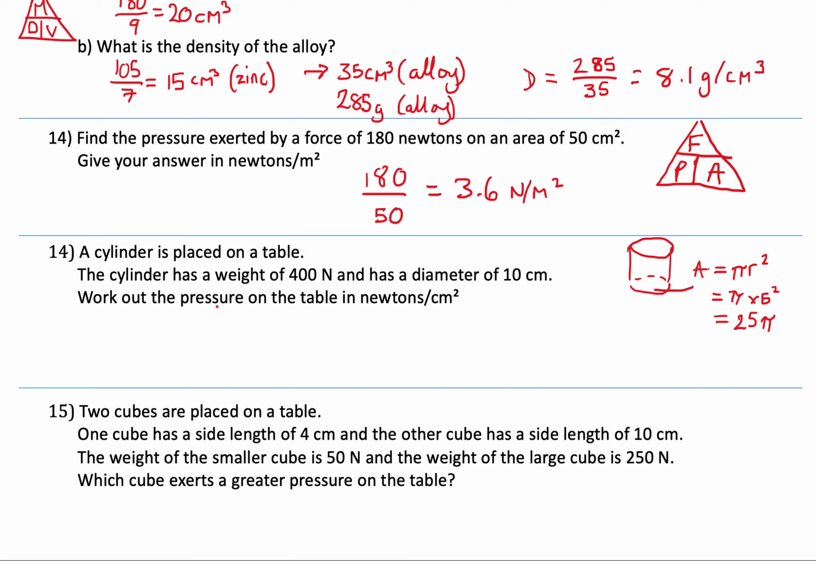Okay, so pressure is force divided by area, so 400 divided by 25 pi will give us our answer. 5.1.